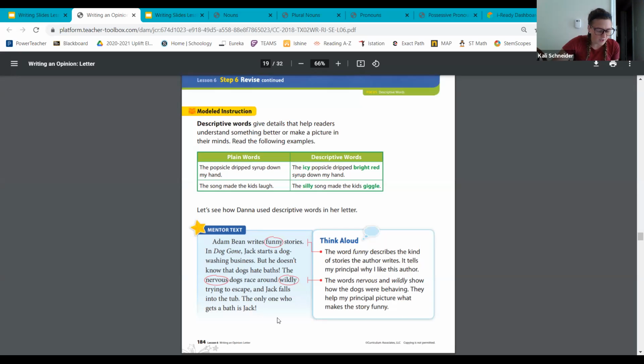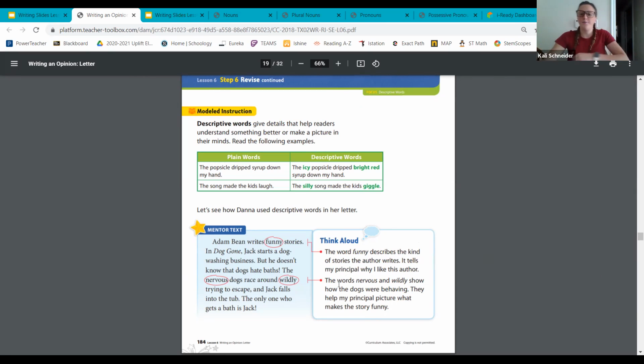So let's go ahead and look. What are the stories? How are the stories described? Adam Bean writes funny stories. The word funny describes the kind of story the author writes. It tells my principal why I like this author. All right. Why is describing the stories important? What's going to help your readers understand why you like them and why students will like them?